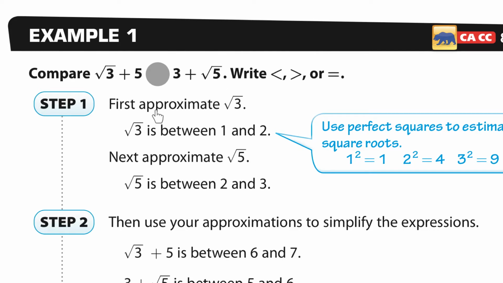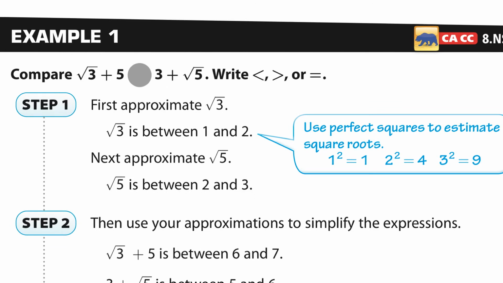So first, let's approximate the square root of 3. It's between 1 and 2, because 1 squared is 1 and 2 squared is 4. So 3 is in between 1 and 4. All right, so the square root of 5 is approximately in between 2 and 3, because 2 squared is 4 and 3 squared is 9. And that we would see right here. All right, so then we would approximate this.